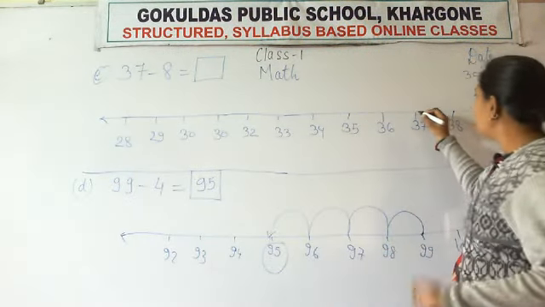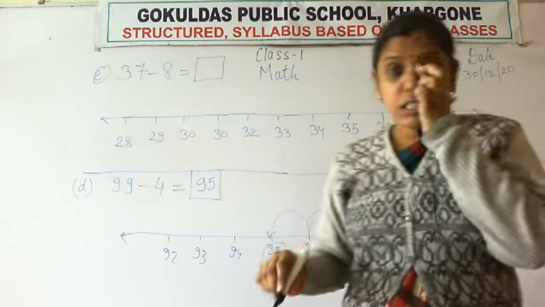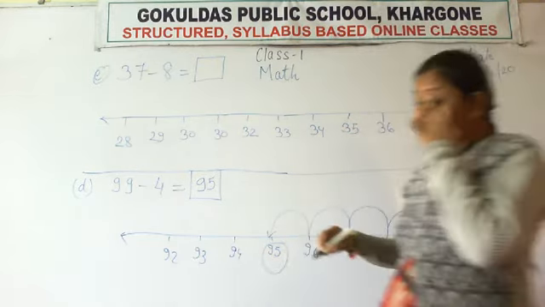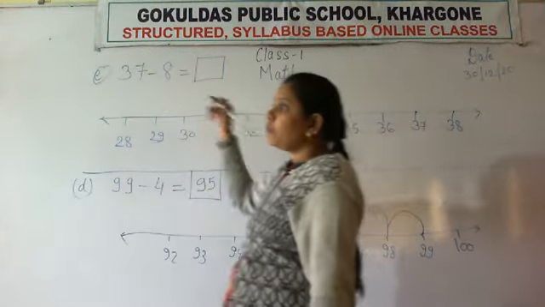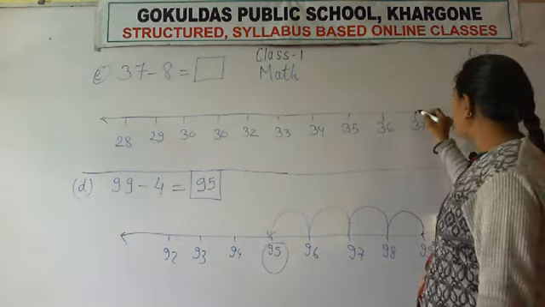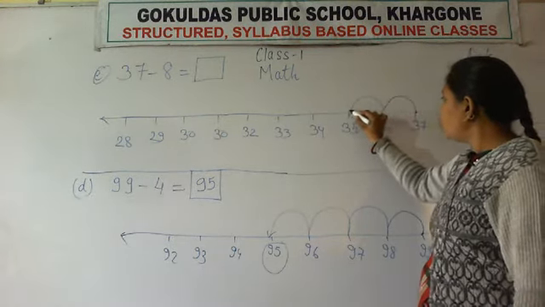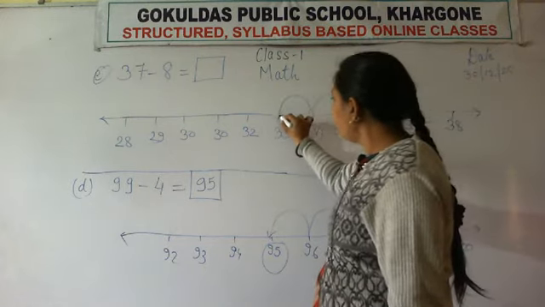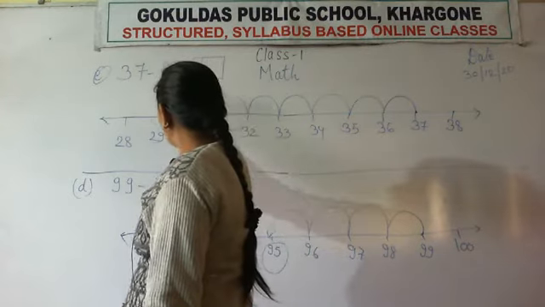You are on number 37. Now how many steps do you have to move backward? You have to move 8 steps backward. So start moving one step and take 8 steps. 1, 2, 3, 4, 5, 6, 7 and 8.